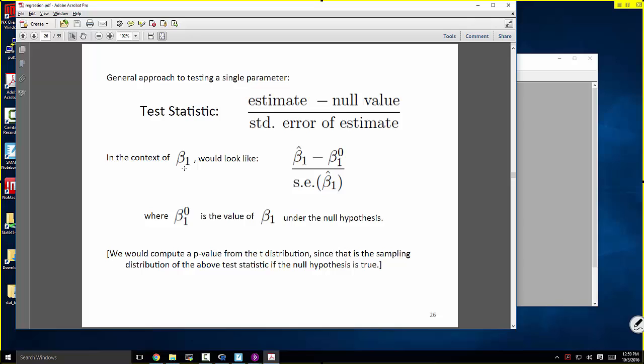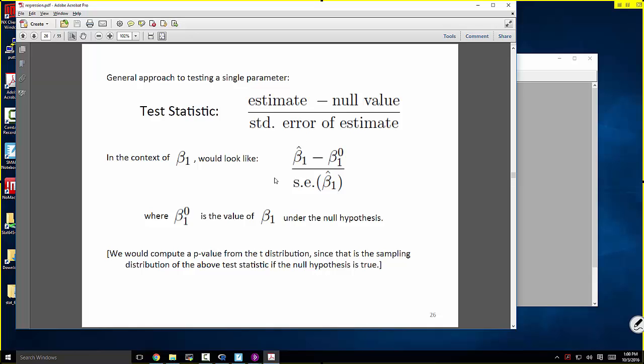If I wanted to test whether beta 1 equaled a particular value, call it beta 1 superscript 0, this is a general form of a test statistic that we can use. It looks like: estimate the parameter of interest, subtract off what you think that parameter is under the null hypothesis, and then divide by the standard error or standard deviation of the estimate. So with beta 1, it looks like this. Estimate beta 1, that's beta 1 with a hat on it, minus the null value divided by the standard deviation of the estimate.